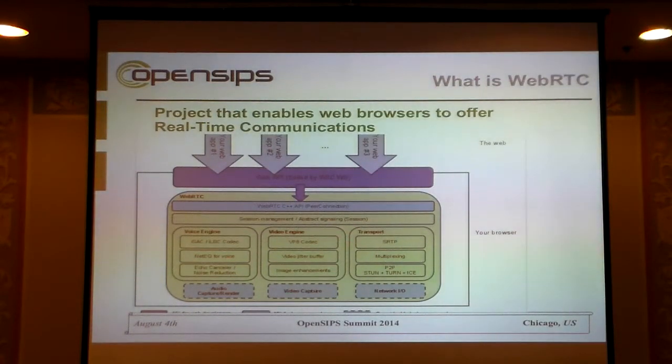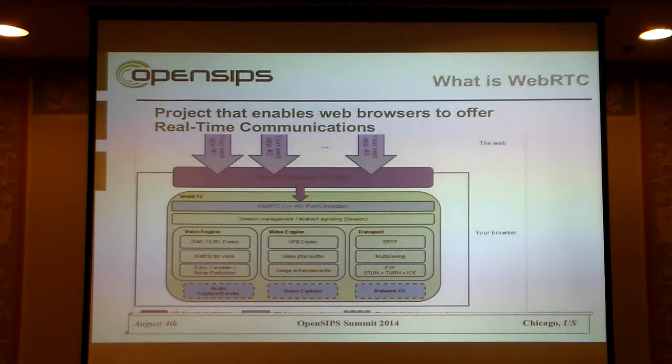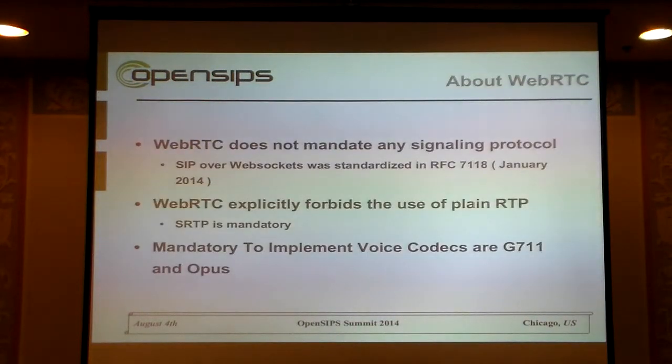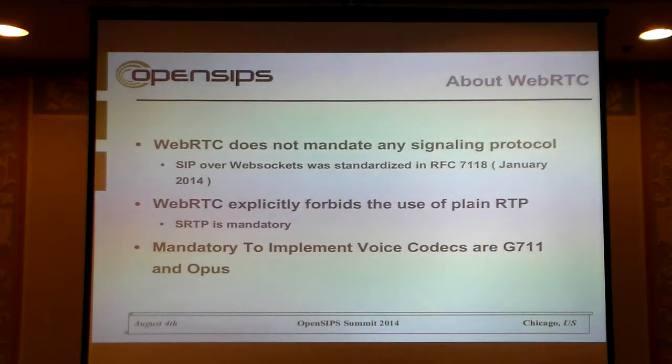So basically, WebRTC just deals with the voice, video, and transport of the media. There is no standardization regarding signaling. You can have SIP over WebSockets, you can have H323 over WebSockets, so there is zero limit on that. Also, WebRTC explicitly demands media encryption via the usage of SRTP, which again might be troubling if you have an existing network that doesn't support SRTP. And WebRTC also introduces a couple of new codecs that you might not have supported before. The major one that needs to be supported is Opus. So these are some limitations that we might encounter when trying to bring WebRTC into our platform.